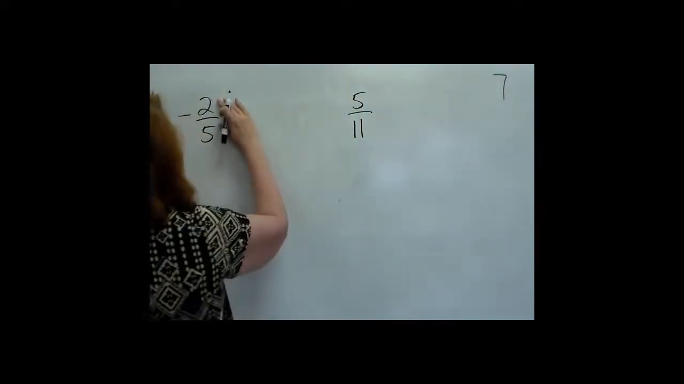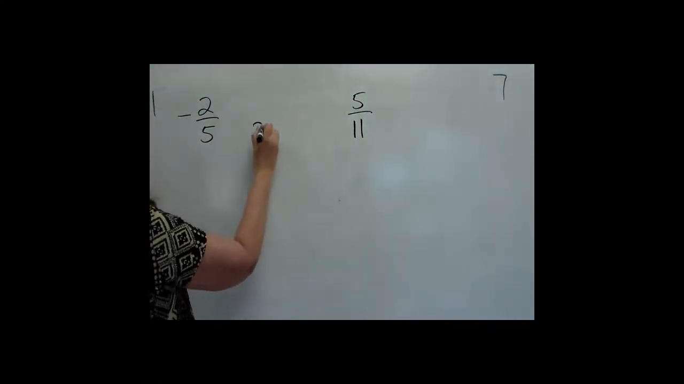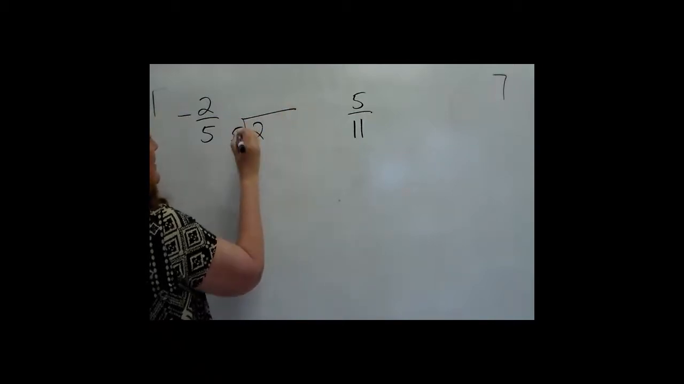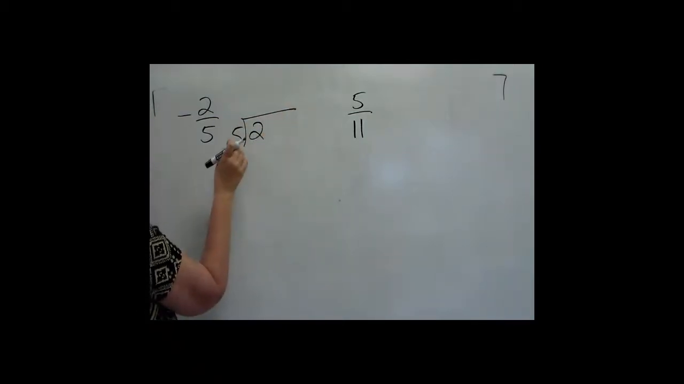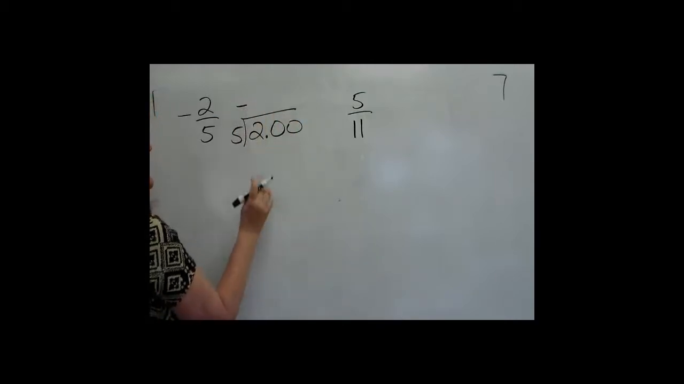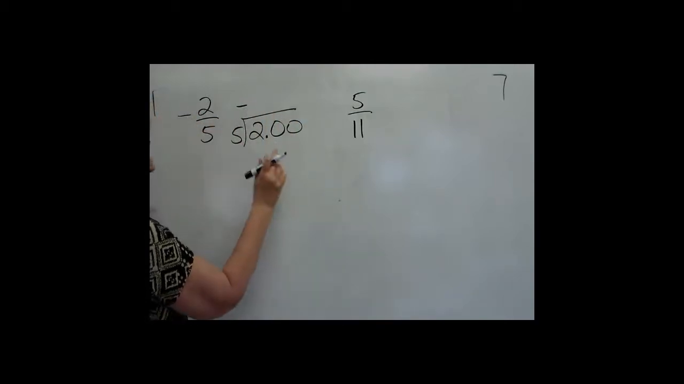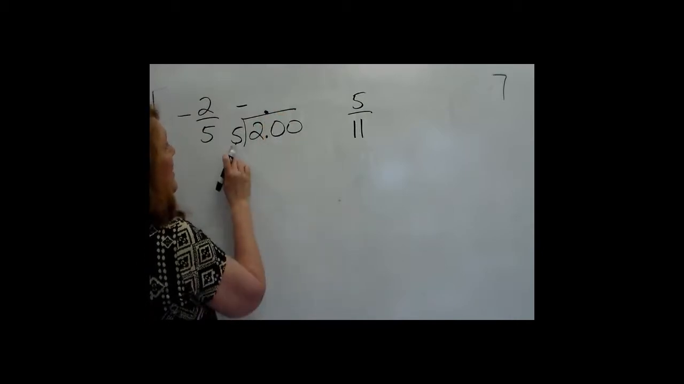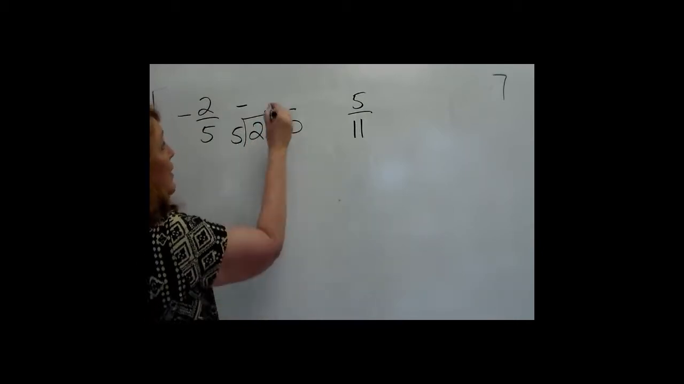Okay, so we've got -2 divided by 5. So the 2 is going to go on the inside and the 5 is going to go on the outside because it's 2 divided by 5. And we're going to put our decimal here, and 0. And I'm going to stick that negative sign right up there so that I don't forget it. And my decimal. 5 goes into 20 4 times.